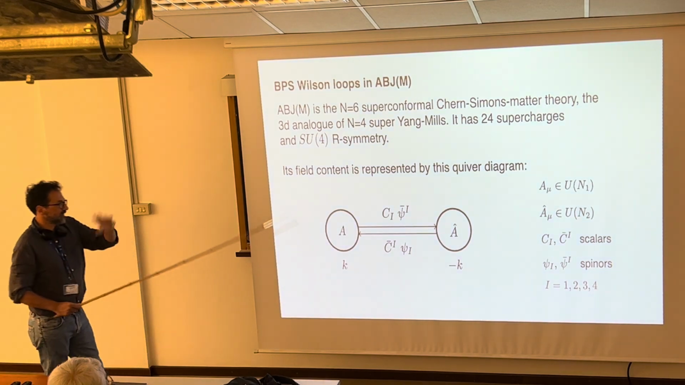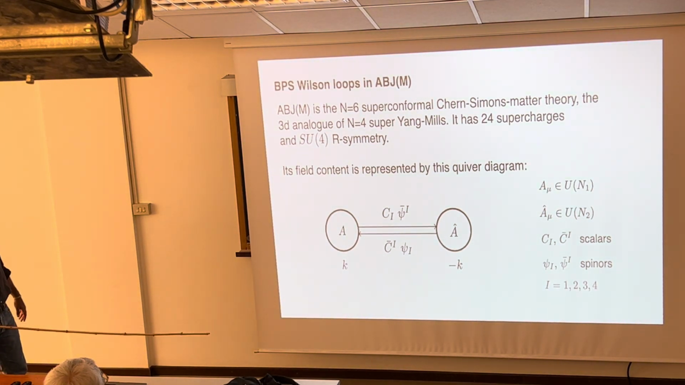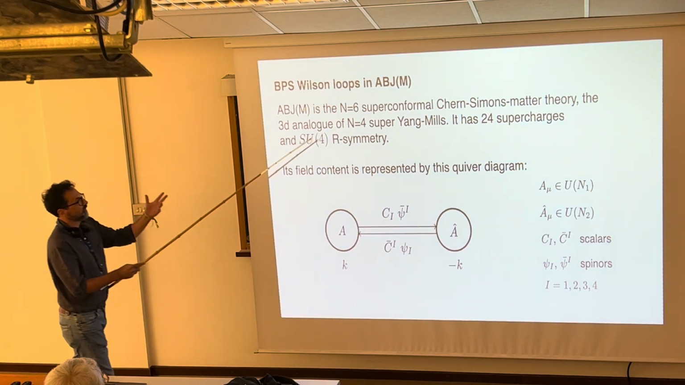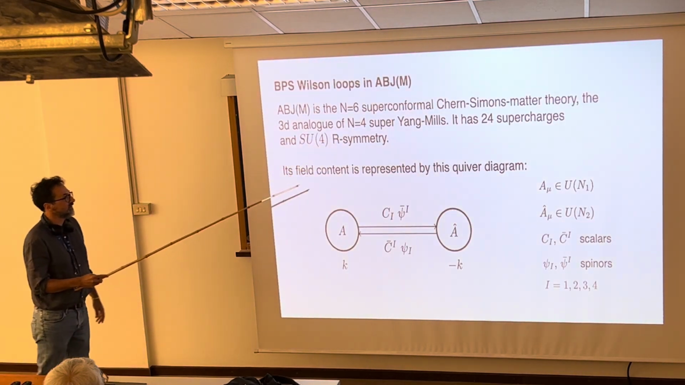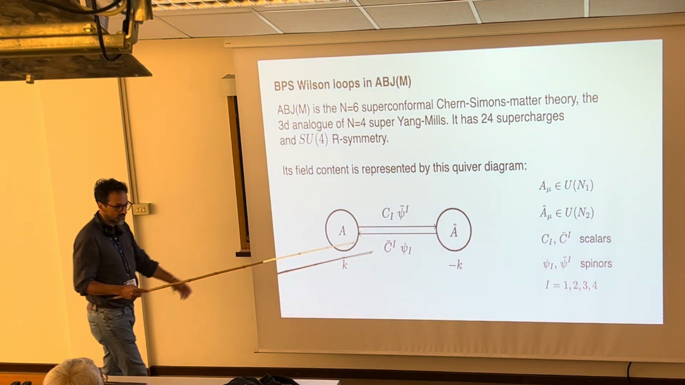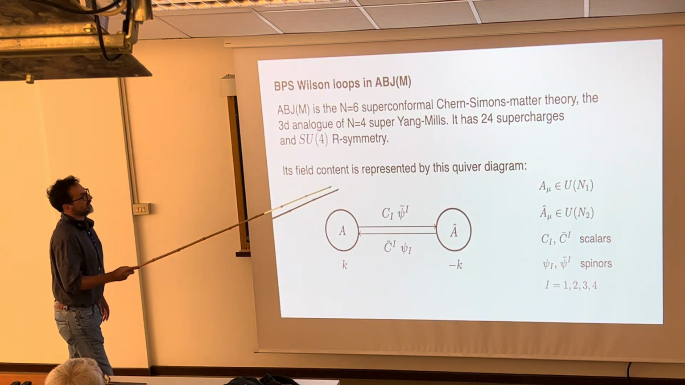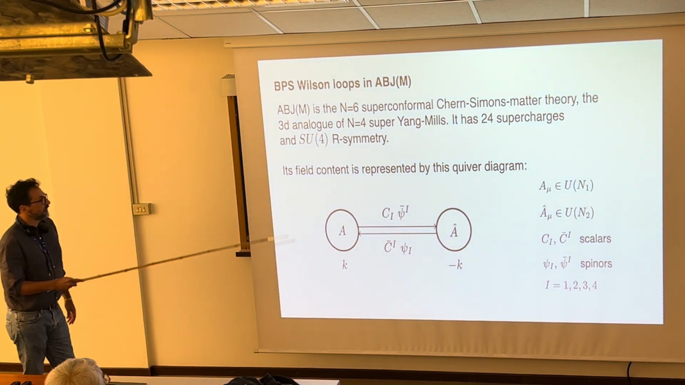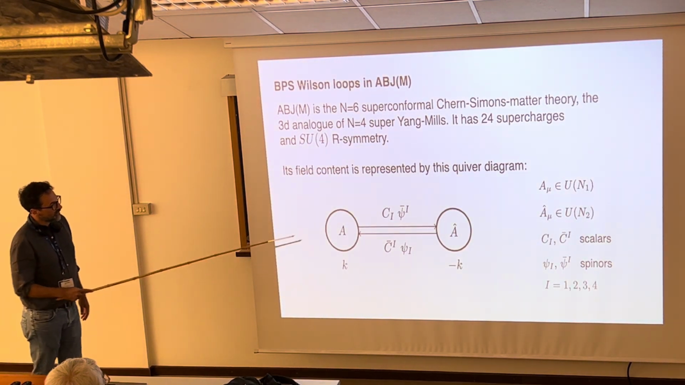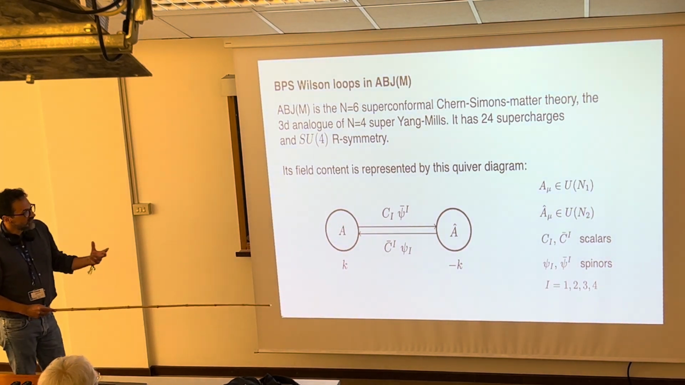Okay, so let me give you an overview, a brief review of Wilson loops in ABJM. So ABJM is the N=6 superconformal Chern-Simons matter theory in 3 dimensions, which is the three-dimensional cousin of N=4 super-Yang-Mills in 4 dimensions. It has 24 supercharges, SU(4) R-symmetry, and the field content is represented by this quiver diagram. And this is very important.